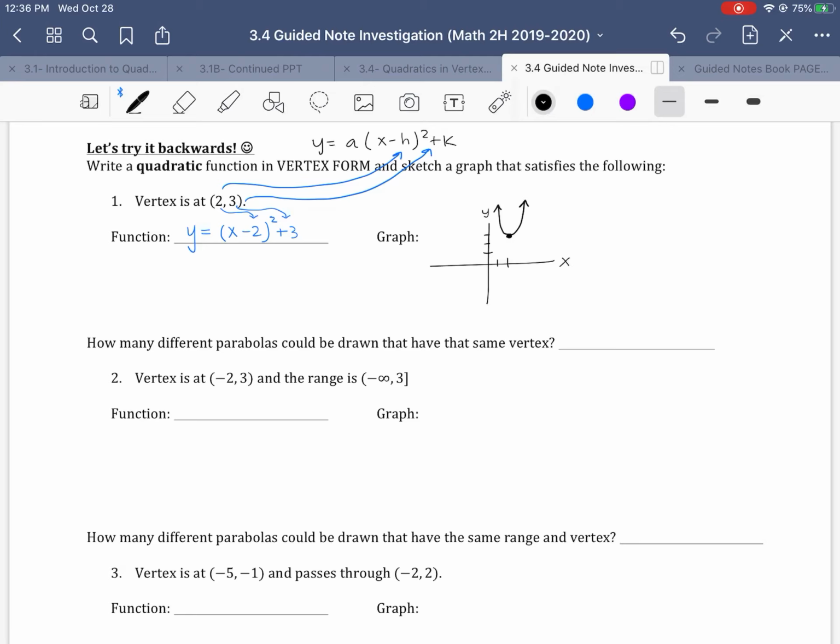Okay. Now, the question right after says, how many different parabolas could be drawn that have that same vertex? Well, if you look at this, I could have stretched this out a little bit, and I could have drawn it like this. I could stretch it this way. I should have said shrunk before. We could draw another one over here.